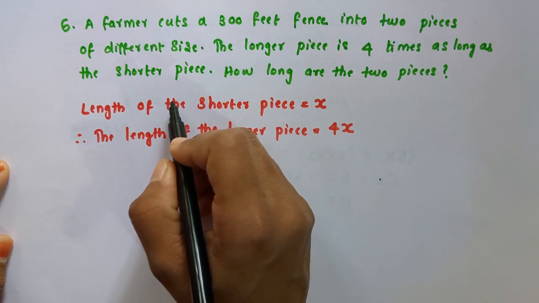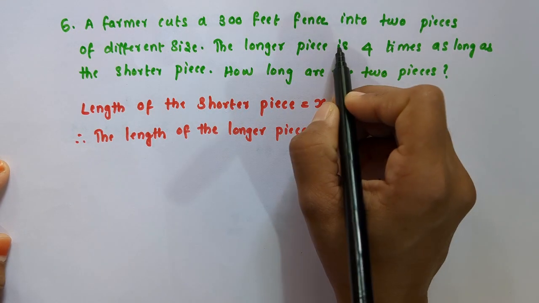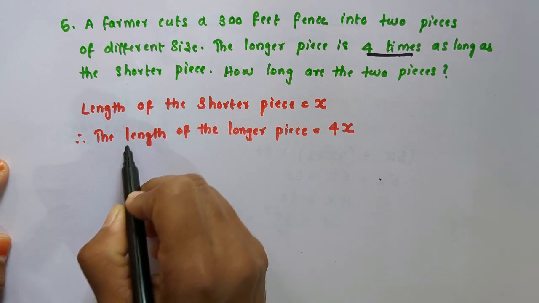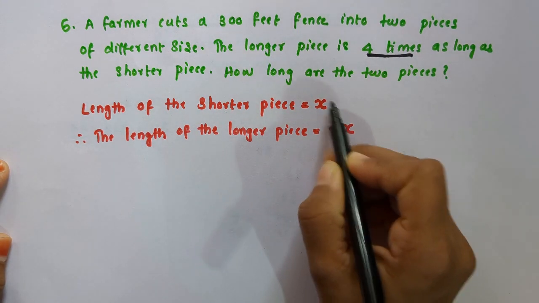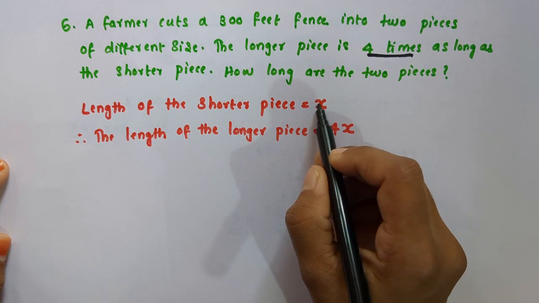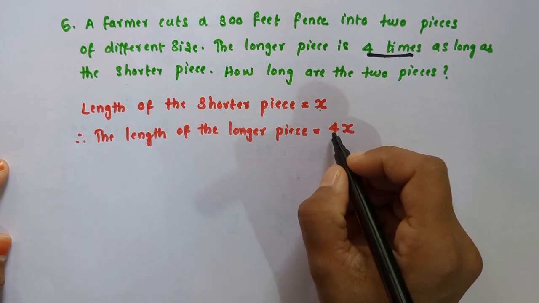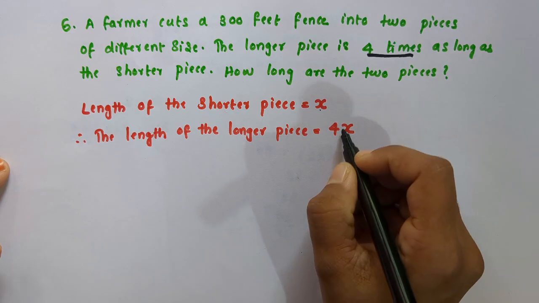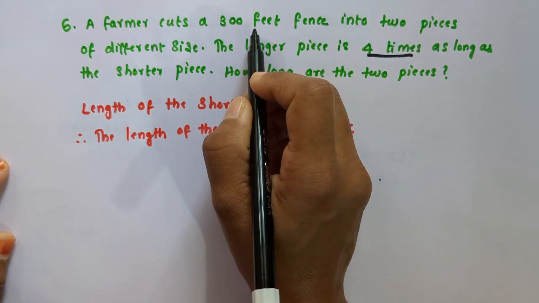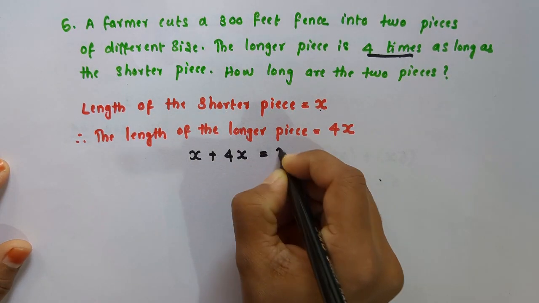Let the length of the shorter piece be x. The longer piece is 4 times as long as the shorter piece. So the length of the longer piece will be 4 times x, that is 4x. So the length of the shorter piece is taken as x, and the length of the longer piece is 4 times that of the shorter piece, so 4 into x. Now the length of the fence is 300 feet. That is, x plus 4x will give you 300.